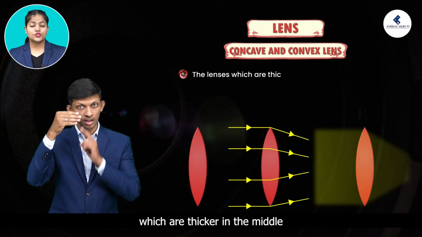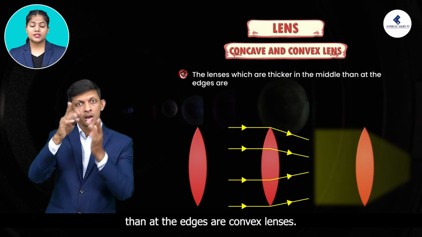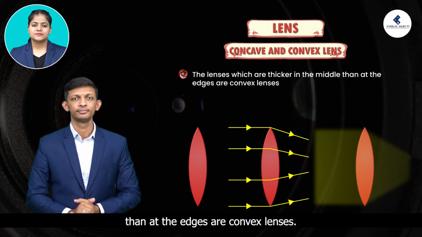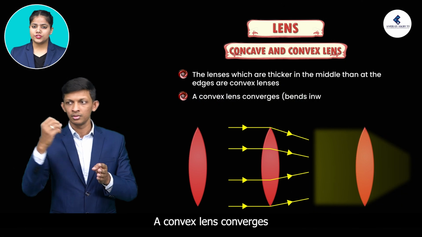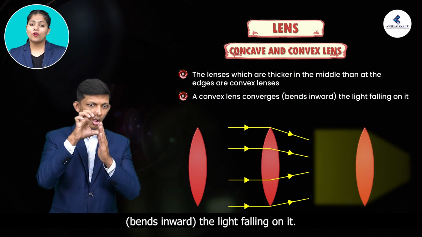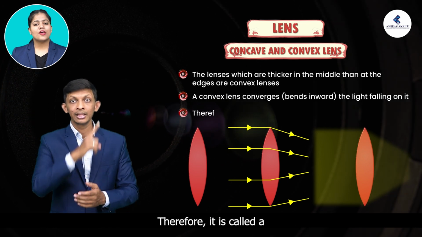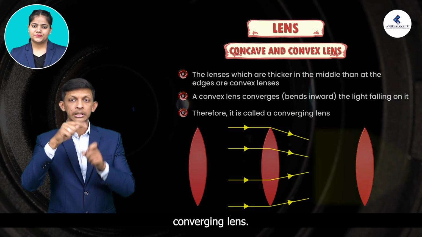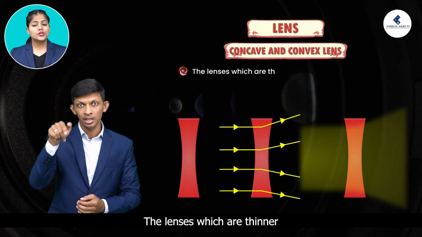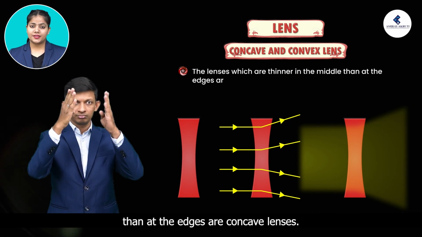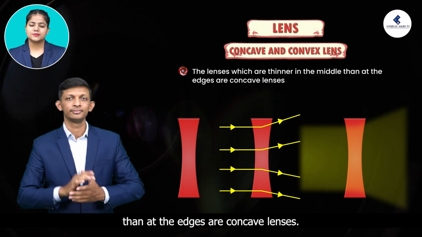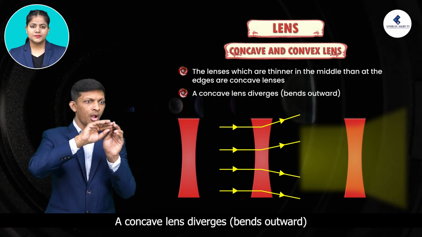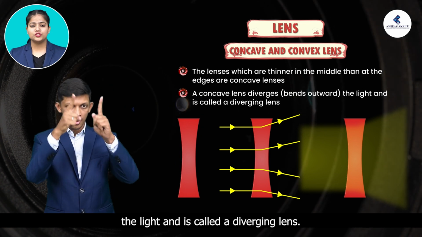The lenses which are thicker in the middle than at the edges are convex lenses. A convex lens bends inward the light falling on it. Therefore, it is called a converging lens. The lenses which are thinner in the middle than at the edges are concave lenses. A concave lens bends outward the light and is called a diverging lens.